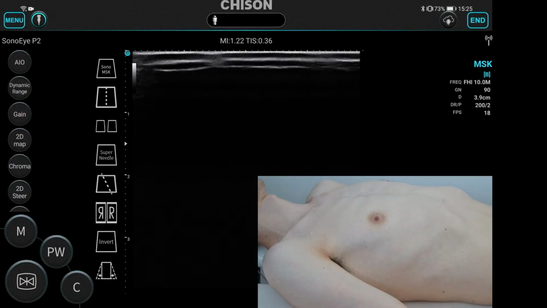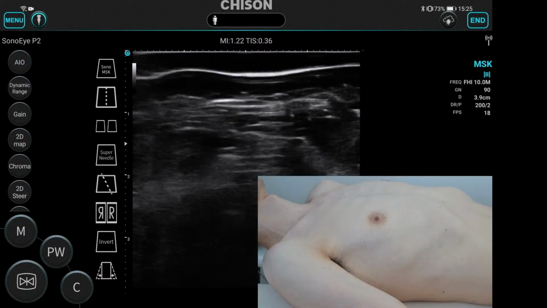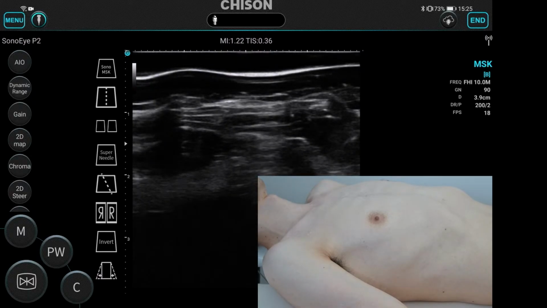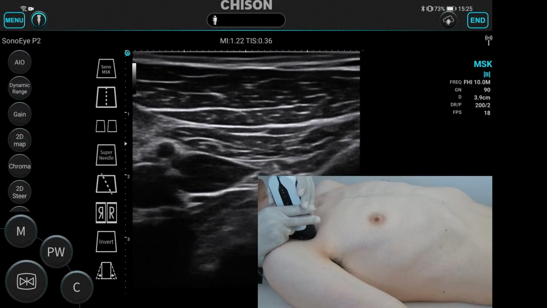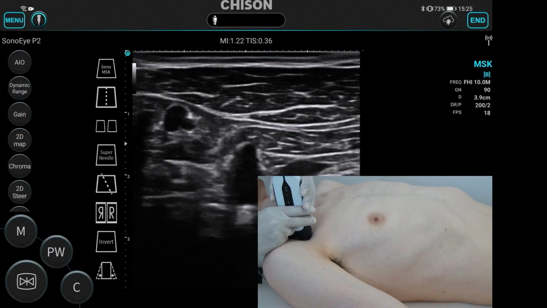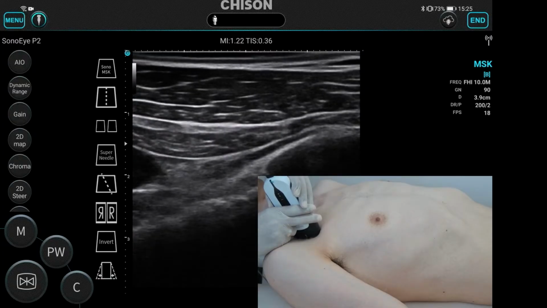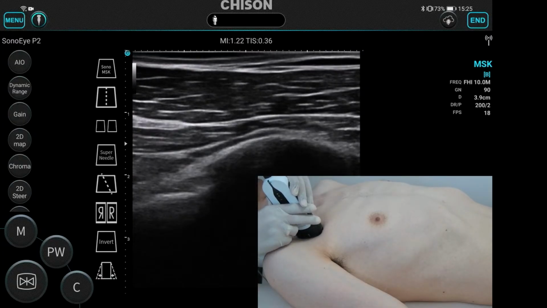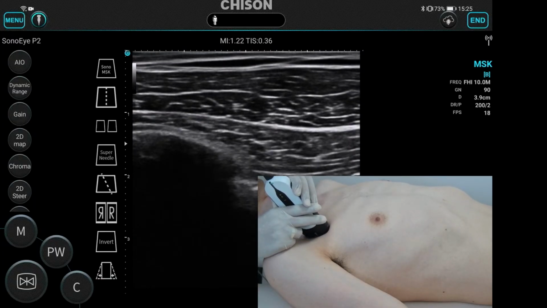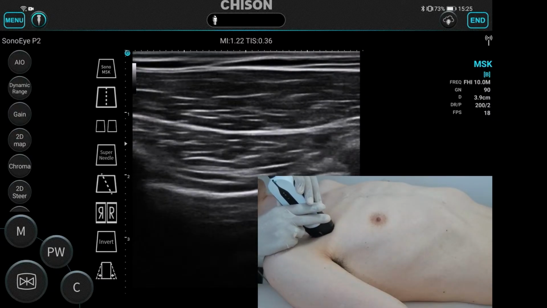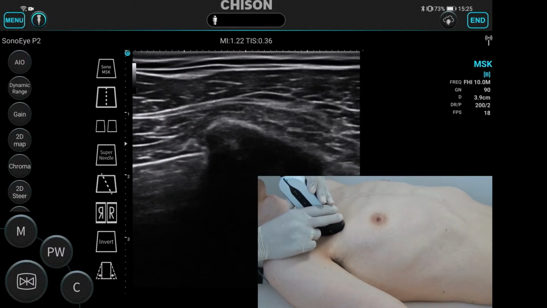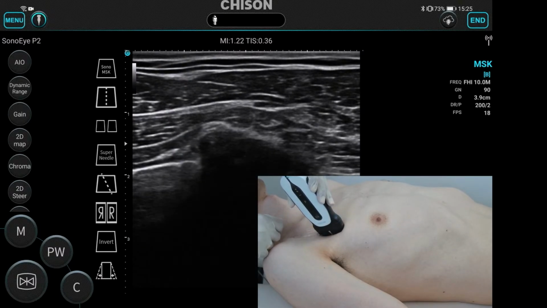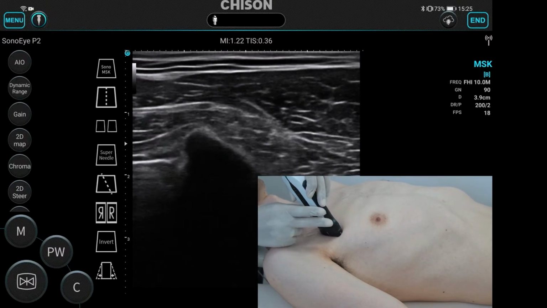Let me show you a little bit of scanning over here. So now we start scanning. We're getting the axillary artery. We can see the second rib. We can see the pleura below that. We can also see the third rib. Whenever we see the third rib, we need to orient our transducer in an oblique section.